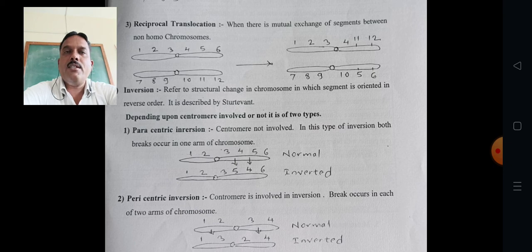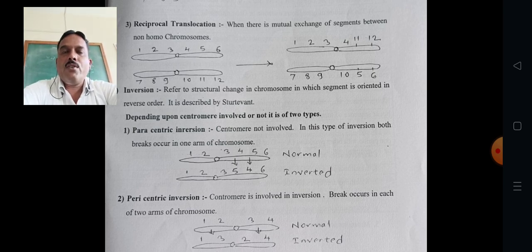The exact opposite condition is the pericentric inversion. The centromere is involved, and both breaks occur, one on each arm. The normal chromosome is 1, 2, 3, 4. When inversion occurs, breaks occur on both arms, so the condition will be 1, 3 and 2, 4. It means 3 from the second arm arises on the first arm, and 2 from the first arm arises on the second arm. That is the inversion of the segments. Both arms are involved, that is, the centromere is involved, so it is called a pericentric inversion.